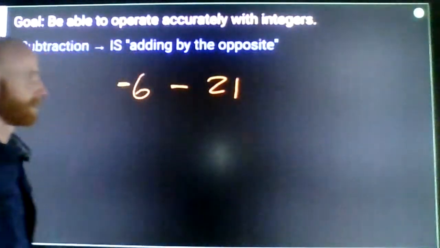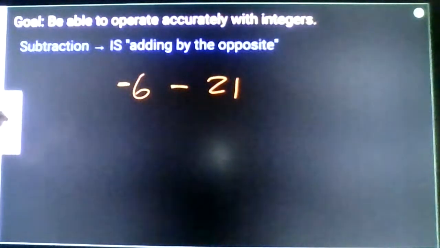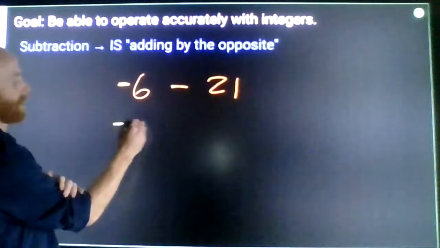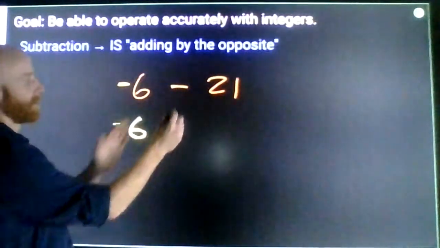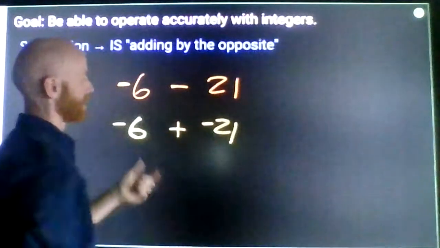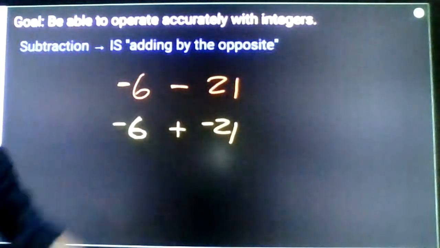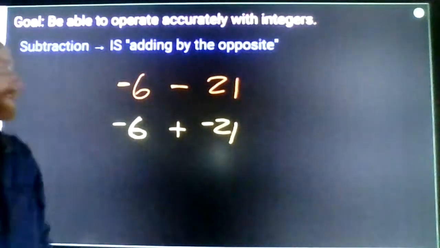-6 - -21. If I rewrite this as an addition problem, keep your first number. Addition, opposite of that. -6 + 21. All right, -27.